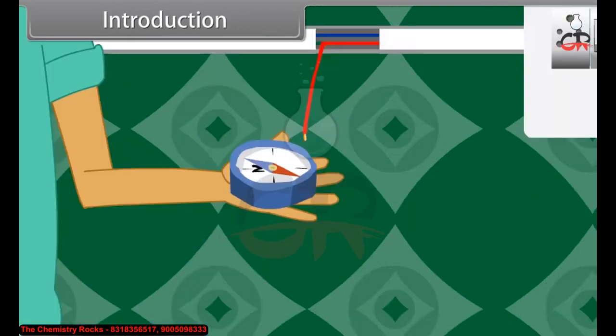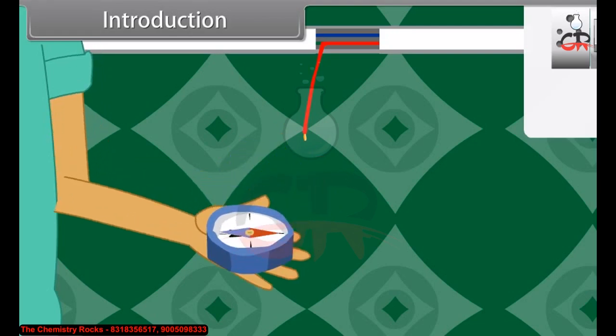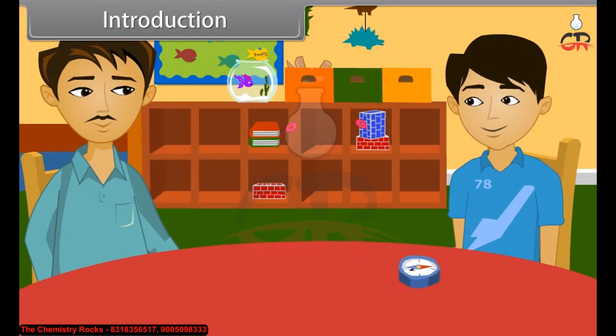Suddenly, for no reason, the compass needle got deflected. When we moved away from the wire, it came back to where it was. Why did that happen? That happened because electric current acts like a magnet and produces a magnetic effect.